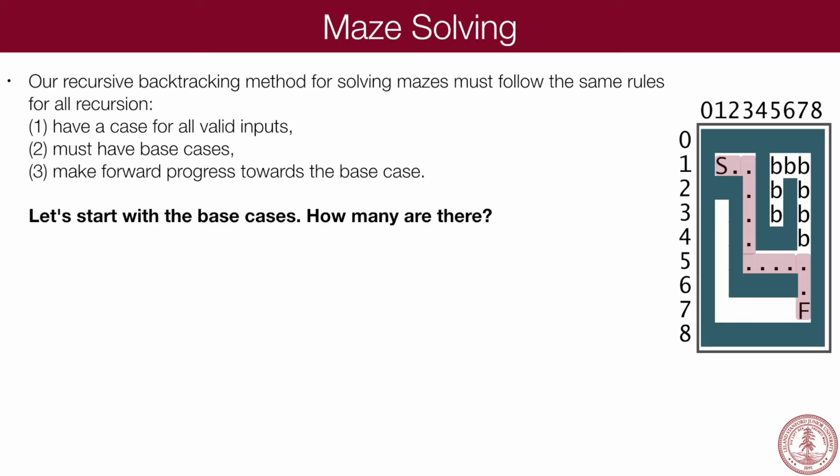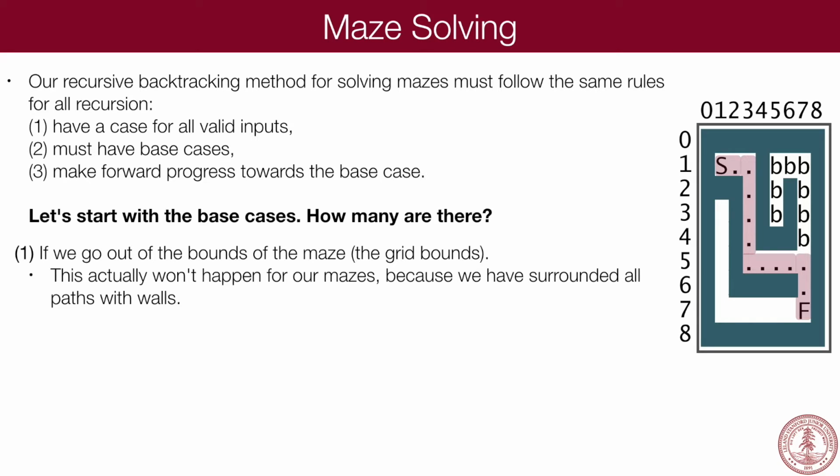Let's actually see some of the code. First of all, let's think about the base cases for this. All right, remember, we have to have a case for all valid inputs, we have to have base cases, and we have to move forward or make forward progress towards the base case. Sometimes we're actually backtracking, which is the return from these, and that's not forward progress, but that's just getting back to where we can make forward progress again. So let's think about the base cases.